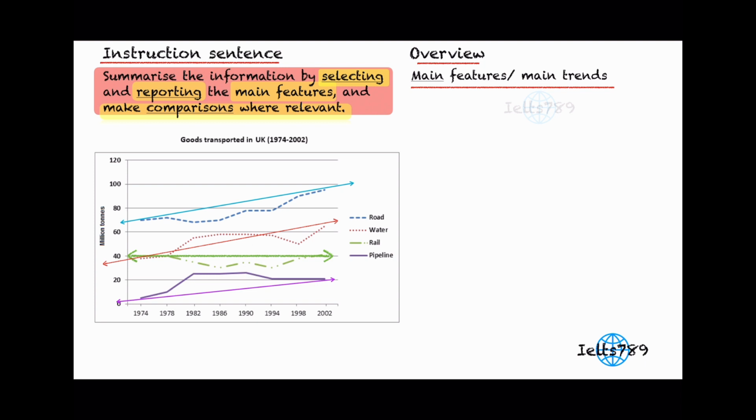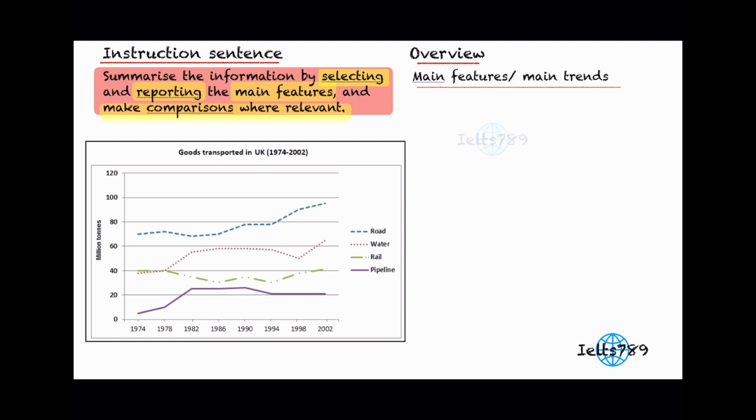Now back to the colored lines and note what each line represents, which you'll find at the right side of the graph itself. From there you can see that the blue line is for road transport of goods, the red line is for water, the green is for rail, and the purple is for pipeline. From the direction of the lines, we establish trend 1, all trending upwards apart from rail.